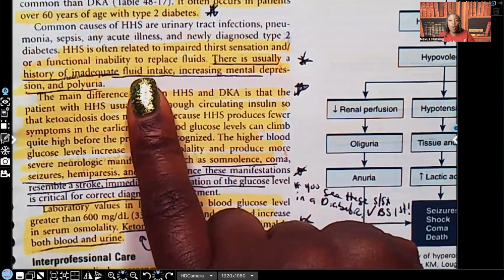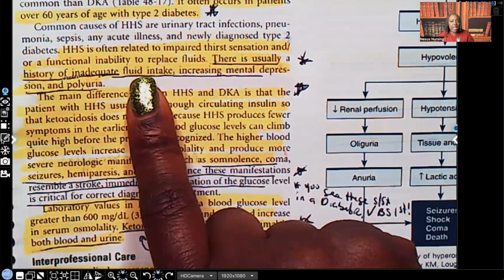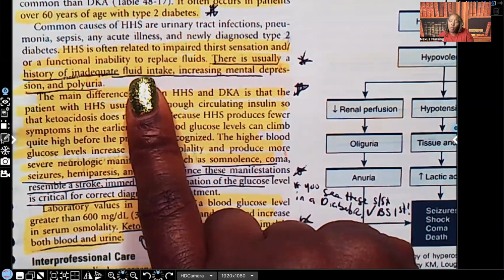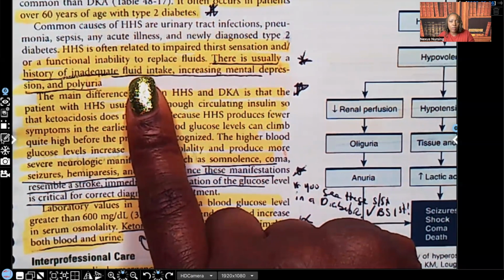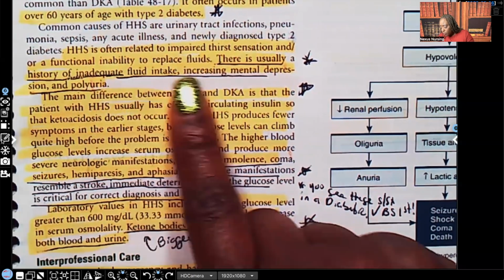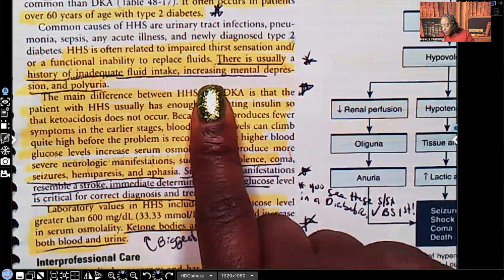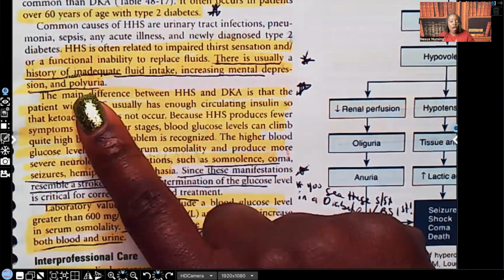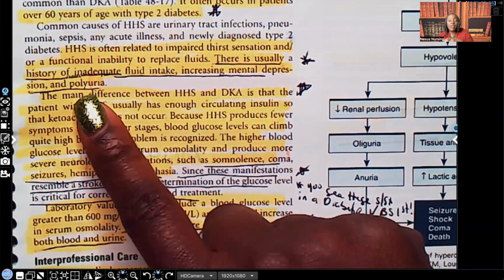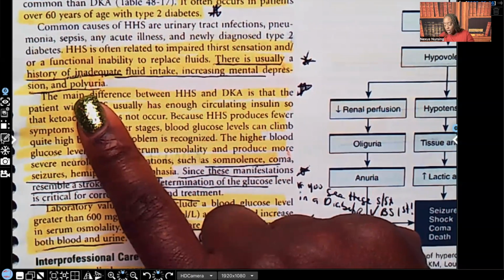Remember, that's why you have to always remind them and make sure your CNAs and your PCT remind them to keep taking sips of water, because they'll just forget they don't have that sense of thirst. So we see this more in the patients who are not drinking enough fluids. Increasing mental depression and polyuria. All that urination is going to cause them to become dehydrated.